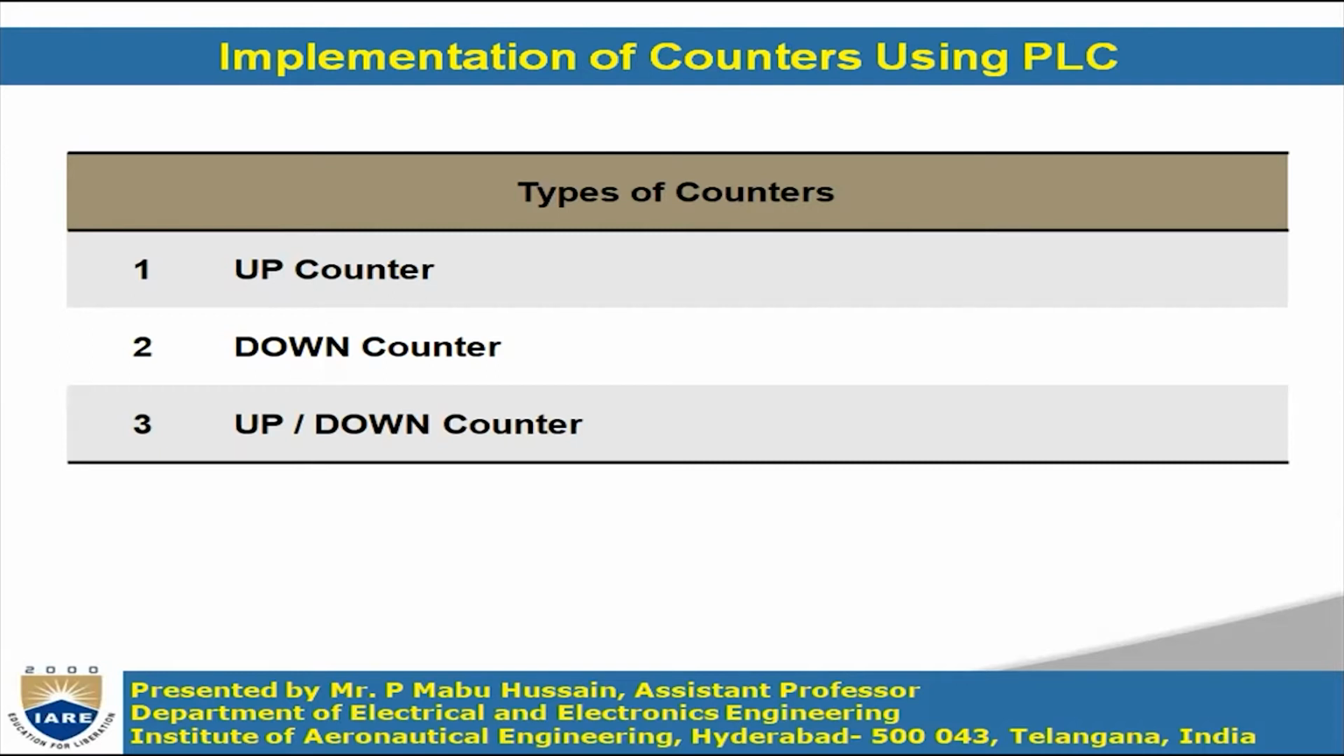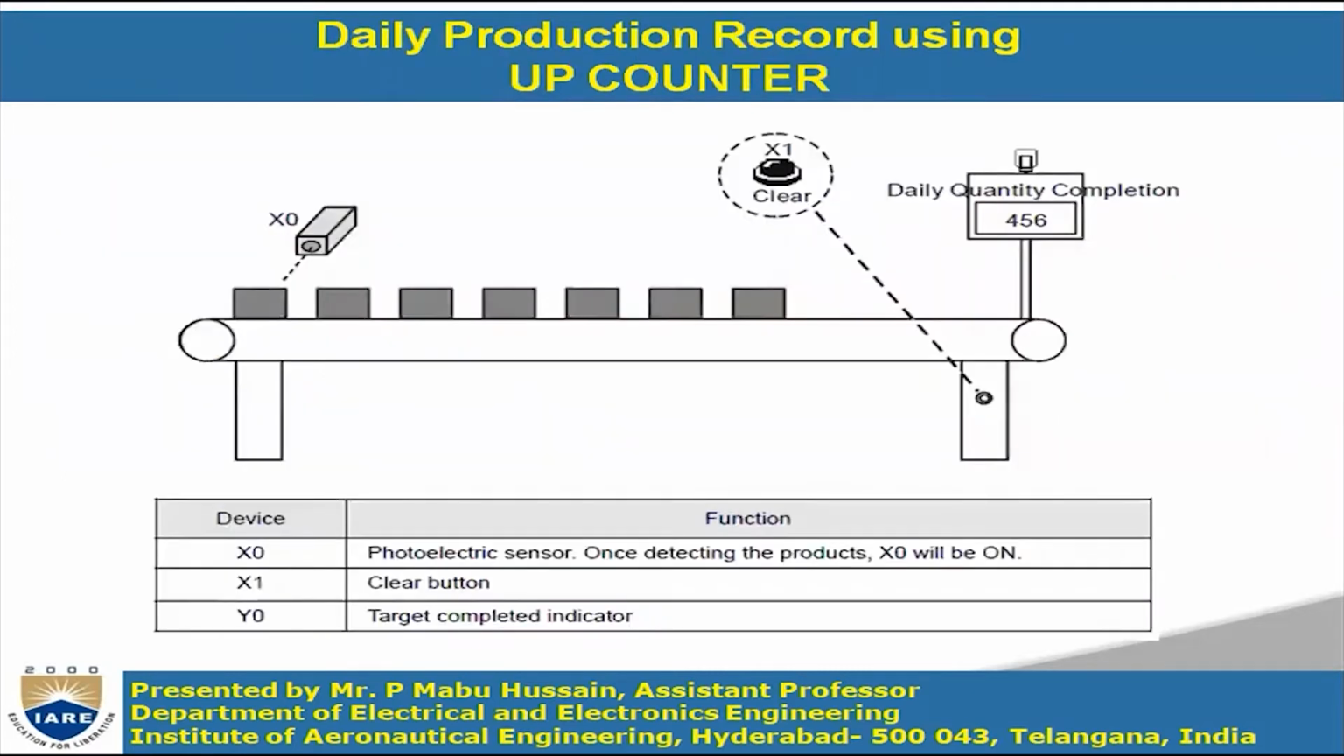Let us see the first one, the up counter. To understand the up counter, let us take an example: daily production record using an up counter. In a manufacturing industry, many products are produced in a day, and we are going to count those products. The industry will keep some target in a day. Let us suppose 500 is the target to produce in a day.